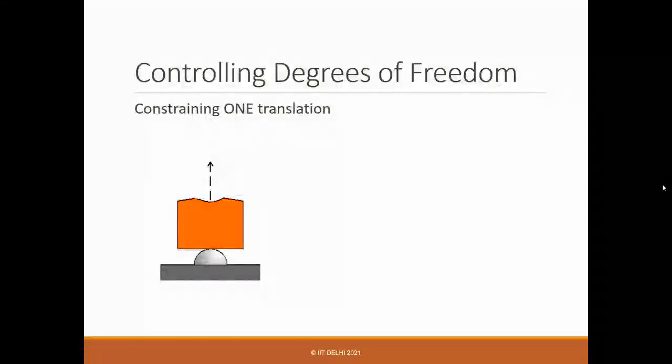We started with the one DOF system. So how to constrain one DOF, or here very fundamentally is constraining one translation. And we have been talking about ballpoint contact, a spherical ball with the flat. So this is very fundamental. And from here, we talk about constraint lines. And that's how we proceed in this course.